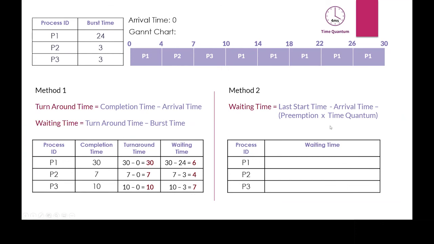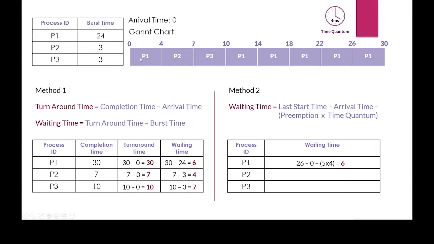So for P1, 26 minus 0 minus 5 times 4 is equal to 6. So where did we get the 26? The last start time of P1. As you can see, here's the completion time of P1, but the last start time of P1 is 26. So 26 minus arrival time. Again, our arrival time was set to 0. Preemption is set to 5 because P1 was repeated 5 times before it was completed.